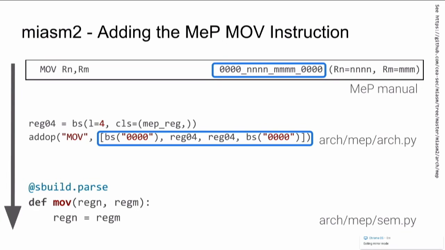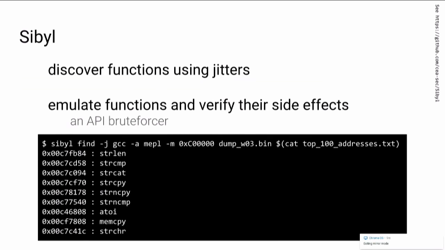The current MEP support in MyASM is quite complete. You can emulate, assemble, and disassemble most of the instructions. It should be 99%. And this is really nice because we can use a tool like Sibyl. That's a tool that was also presented this morning. And this tool is really cool because it can discover functions based on jitters. And one of them is, of course, MyASM.